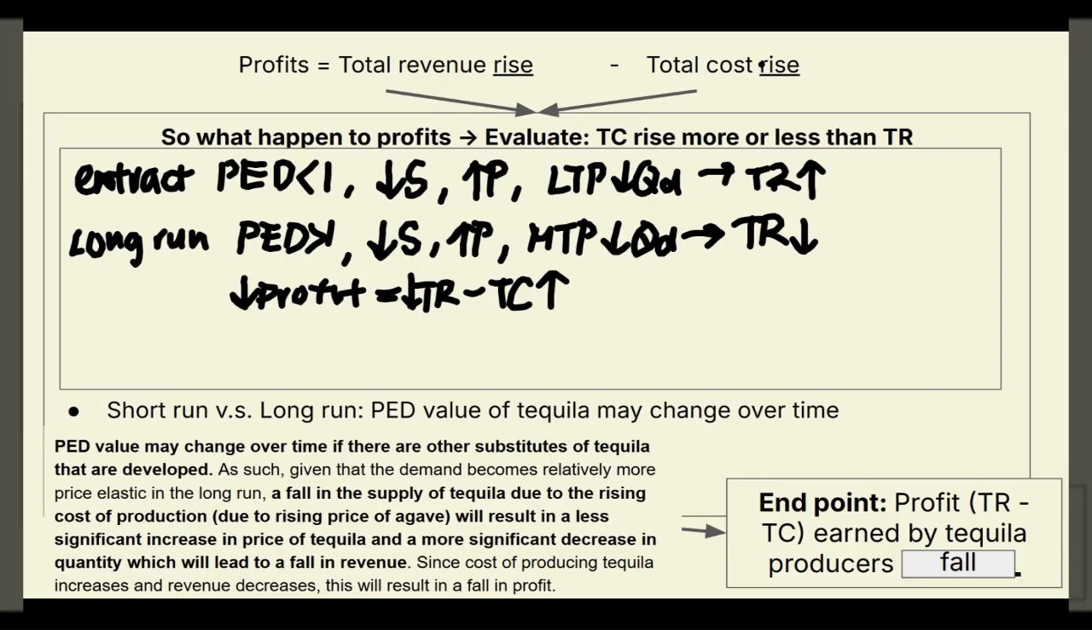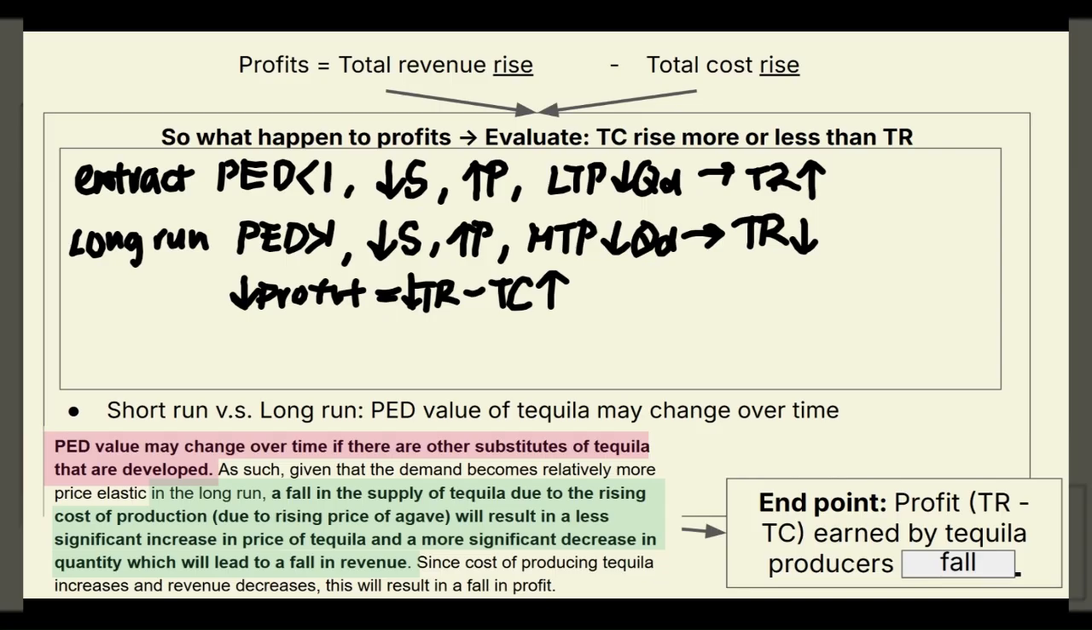So when writing evaluation, we always follow this structure. First, we state the criterion. In this case, it's that the PED of tequila may change over time. Then we explain how the criterion can affect the outcome. So you explain how in the long run, demand becomes more price elastic, causing total revenue to fall and costs will actually increase. Of course, it will also be good if you can include in your answer what happens in the short run.